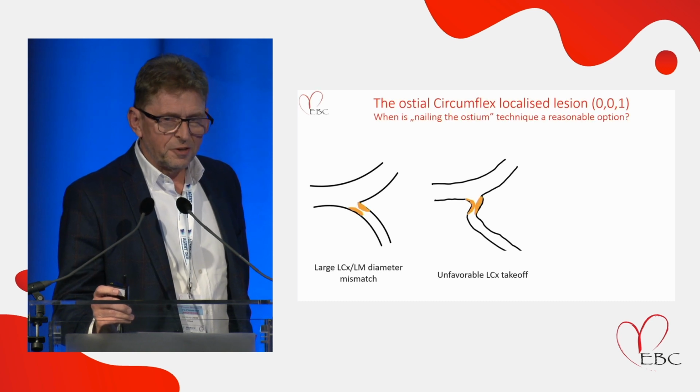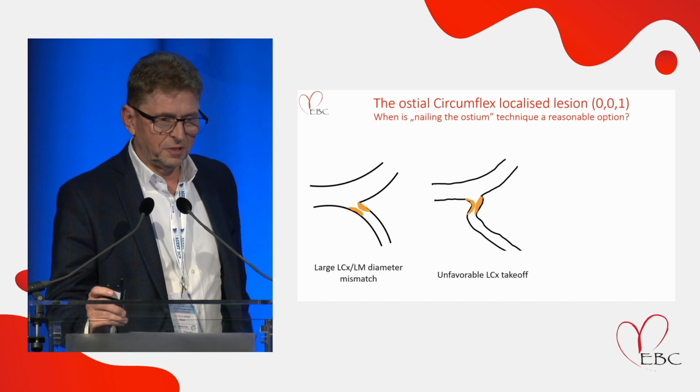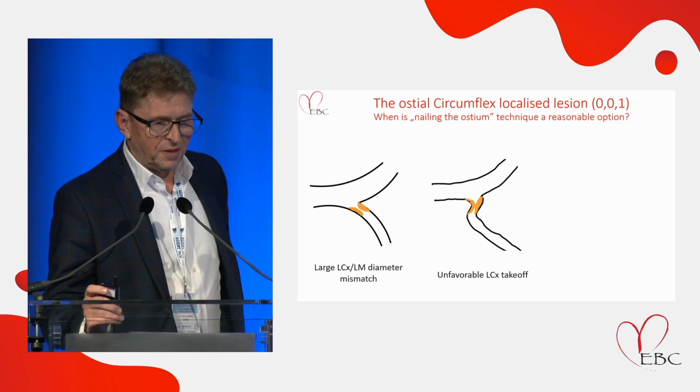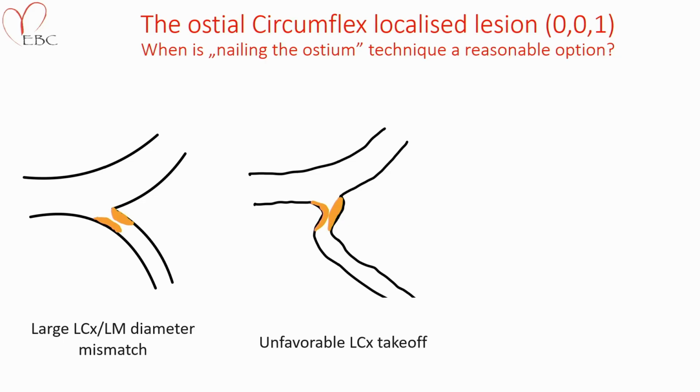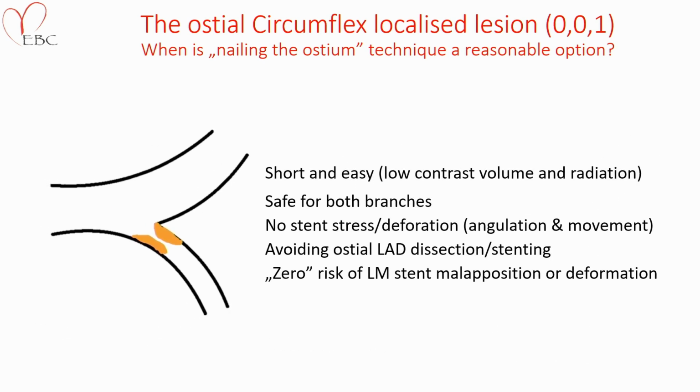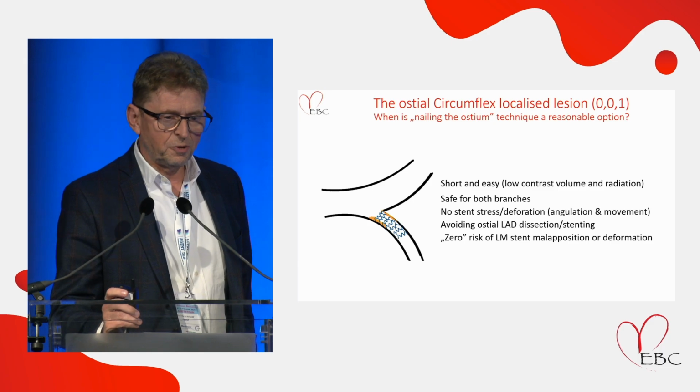So there are at least a couple of anatomies where nailing the ostium is a reasonable option, like a large discrepancy between left main and circumflex diameter, or a very unfavorable takeoff of the circ as in the second picture. But frankly speaking, you can use this technique in any anatomy, whenever you just want to keep your procedure simple, swift, and safe.